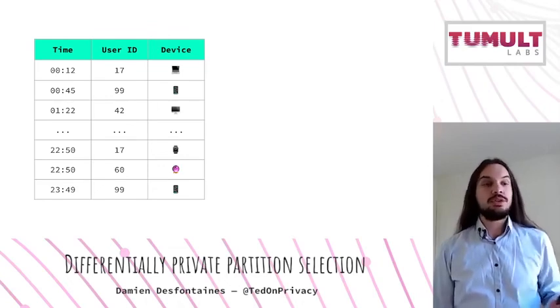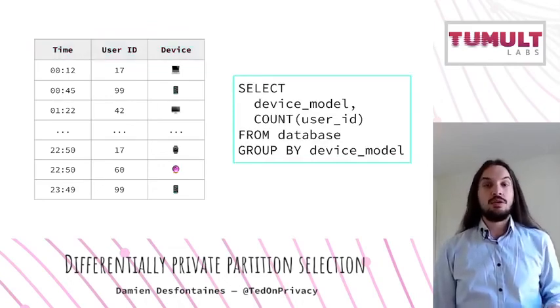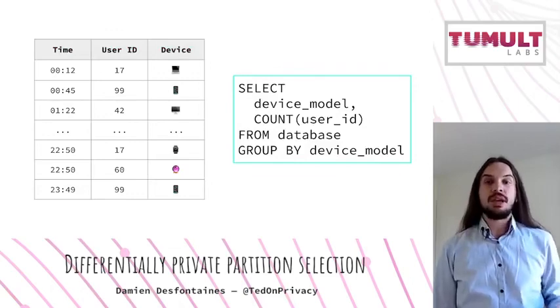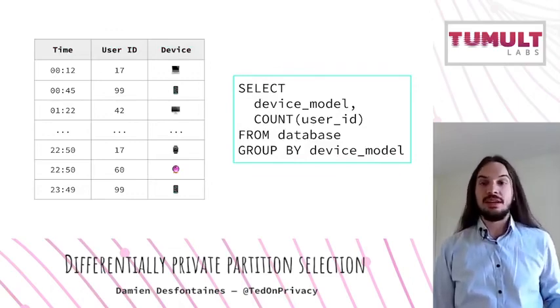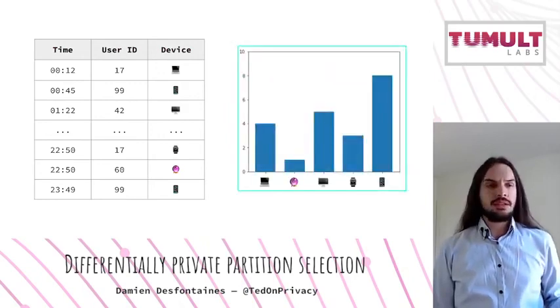If you want to count how many people you've seen with a single device, given a specific device, you are going to do something like this in SQL. You group by device model. And for each device model that you see in the data, you count the number of identifiers. Okay, so when you do that, you end up with a histogram. And the question is, how do you make this histogram differentially private?